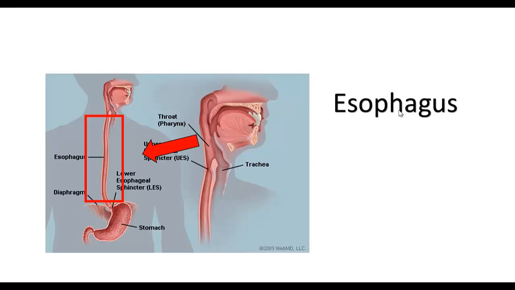Next part we want to take a look at, and it's boxed in here in the red, is the esophagus. And it's a tube that forces food down into the stomach in a process called peristalsis. So what will happen is you'll swallow the food. The esophagus will have the function of actively moving that food down into the stomach so it can be broken down even more. That's your esophagus.